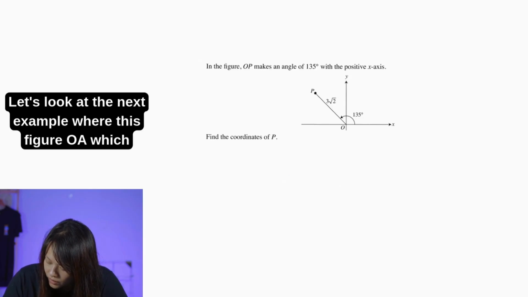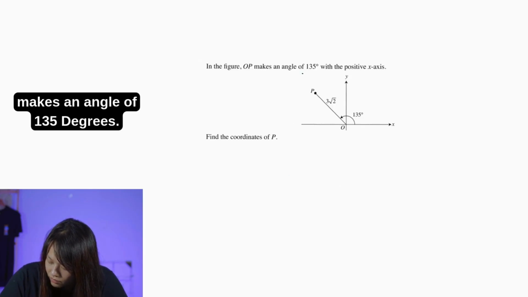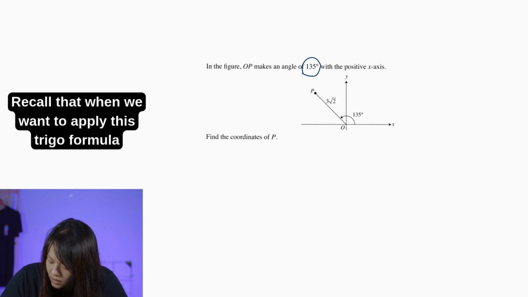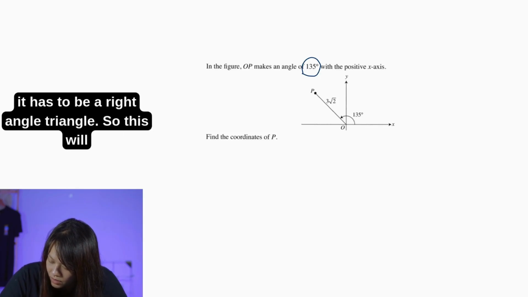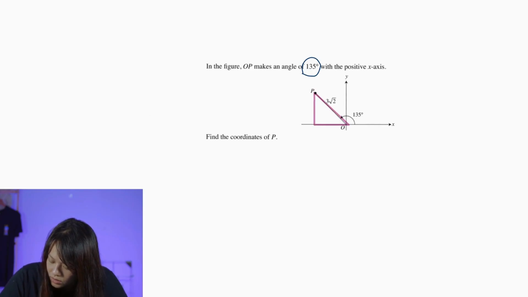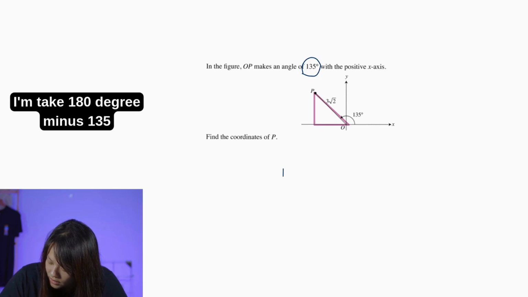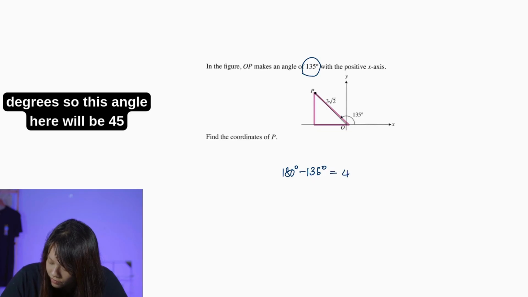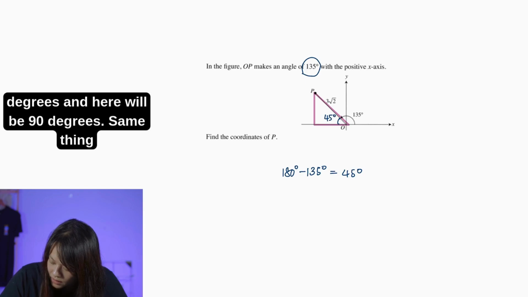Now, let's look at the next example. We have this figure OA, which makes an angle of 135 degrees. Recall that when we want to apply these trigo formulas, it has to be a right-angled triangle. So this will be the triangle that we'll be looking at. We're going to minus off 180 degrees minus 135 degrees, which gives us 45 degrees. So this angle here will be 45 degrees, and here will be 90 degrees.